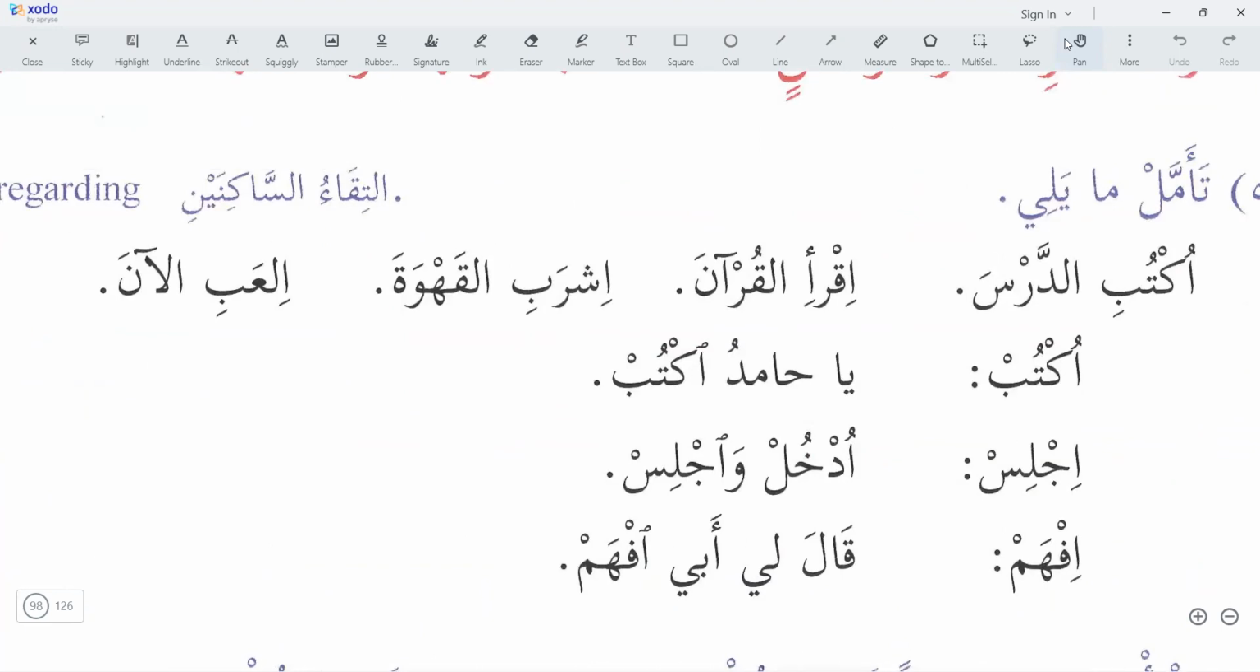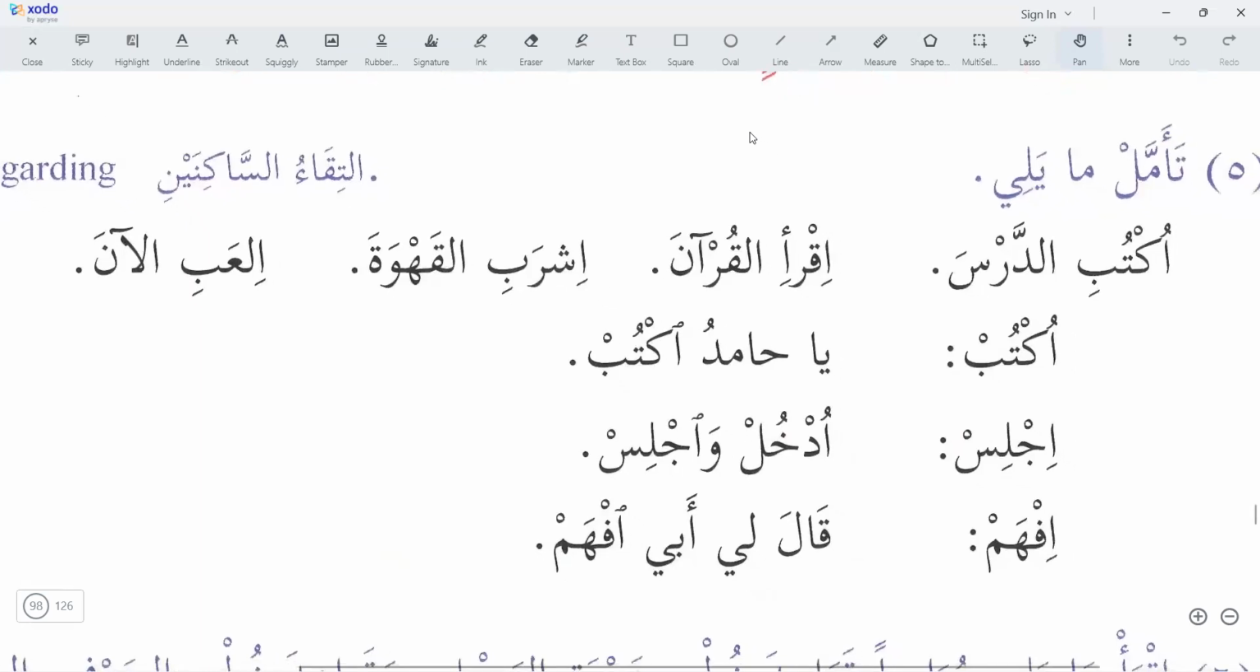No. If there is a hamzatul wasl, then we will give harakah to the 'ayn of the fi'l amr. This is uktub. And after this, there is hamzatul wasl, so we will give it kasrah. Uktubid-darsa, write the lesson. Iqra'il-qur'ana, read the Quran. Ishrabil-qahwata, drink the coffee. Il'abil-ana, play now.